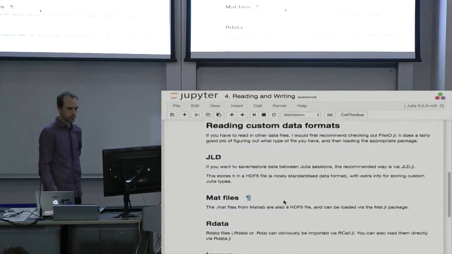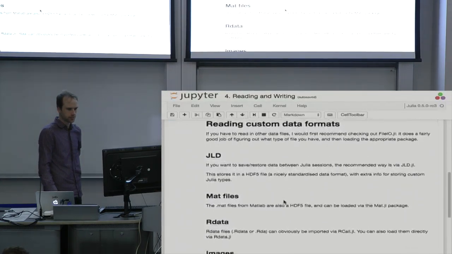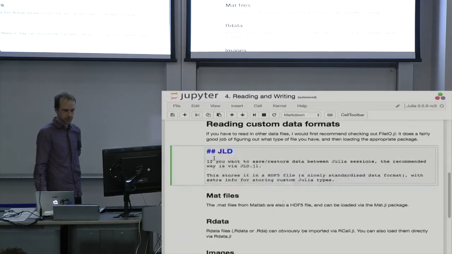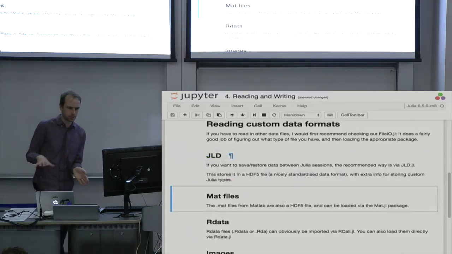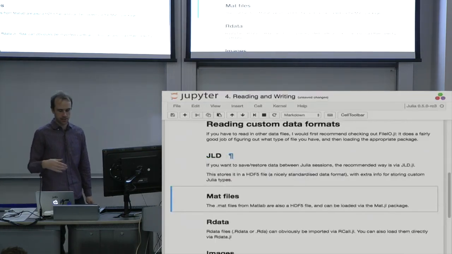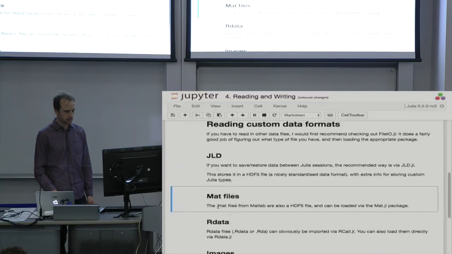And if you've got other custom data format files, there's basically a lot of ways to do this. If you do have to save and store data between Julia sessions or between computers, there's this JLD package, which I recommend. And it's basically backed by this very standard HDF5 format. So in most cases you can even open it in other programs. Turns out that's what mat files in MATLAB are. Well, any recent version of MATLAB uses these mat files. And so you can also load them quite easily.